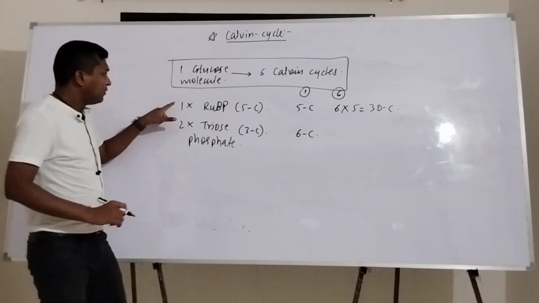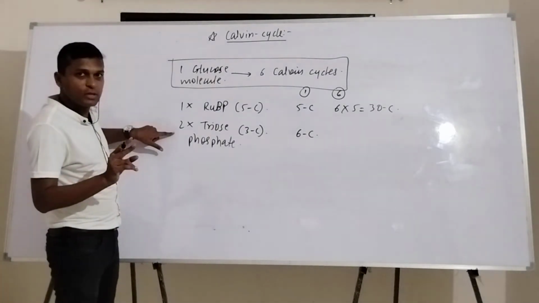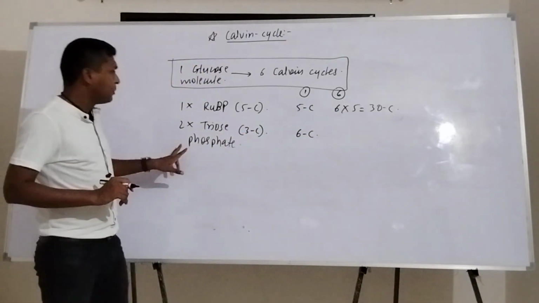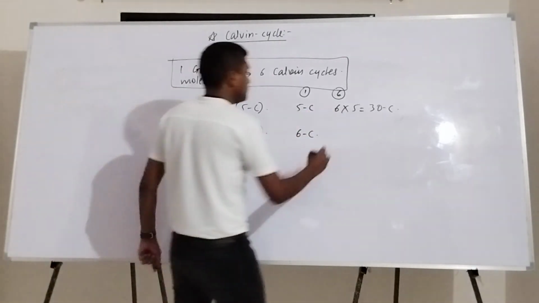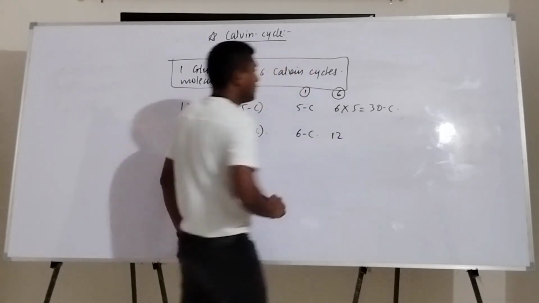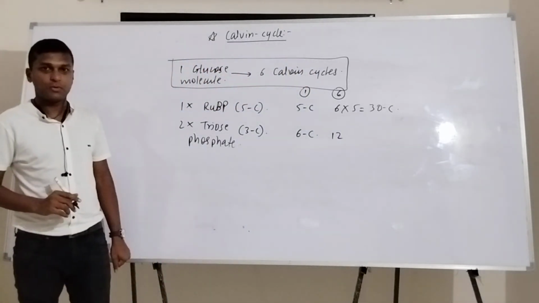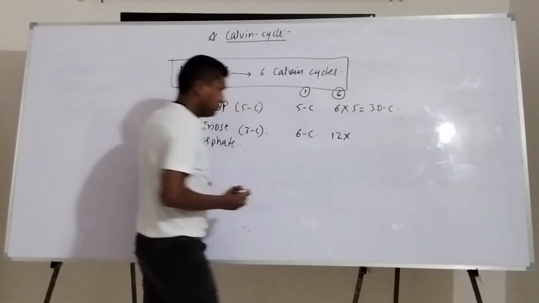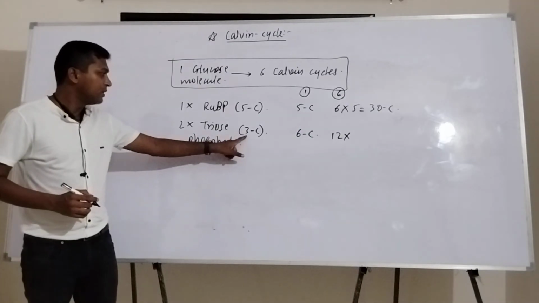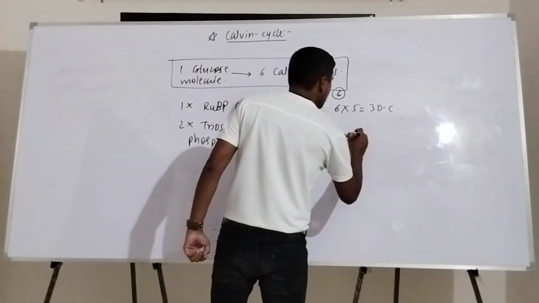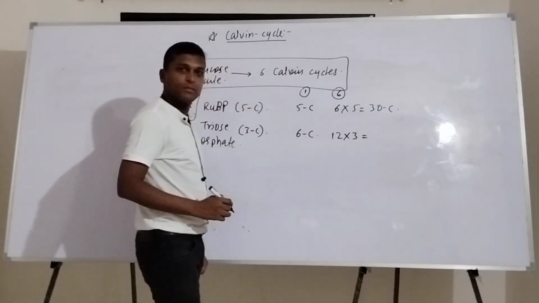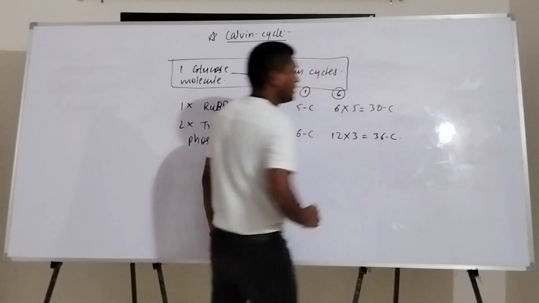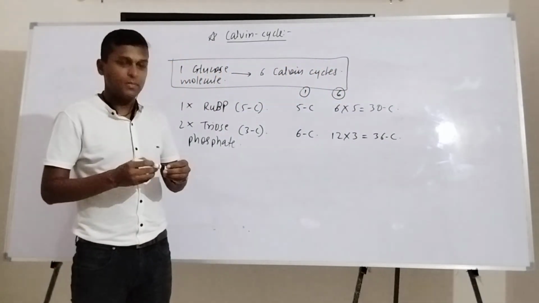But from one RUBP, if 2 triose phosphate molecules are produced, then from 6 RUBP molecules, how many triose phosphate molecules will be produced? 12 triose phosphate molecules will be produced, correct? Now, from these 12 triose phosphate molecules, every one is a 3 carbon containing compound, correct? How many carbons will be there? 36 carbons will be there.